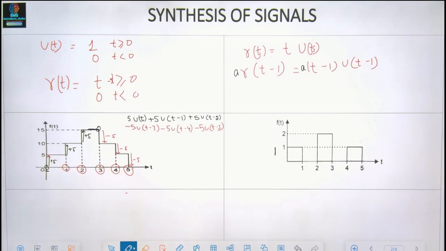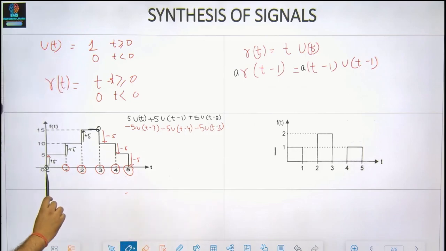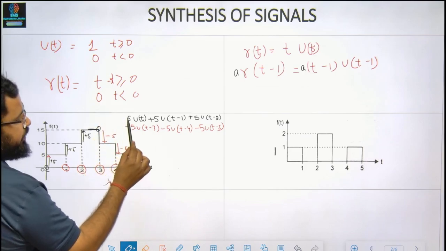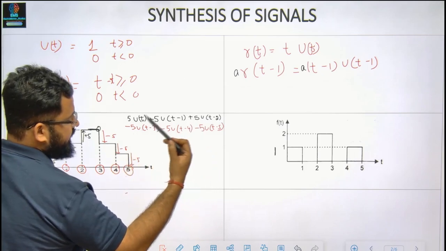So these are the points: 0, 1, 2, 3, 4, 5. Three times it has risen: plus 5, plus 5, plus 5. Three times it has gone down: minus 5, minus 5, minus 5.